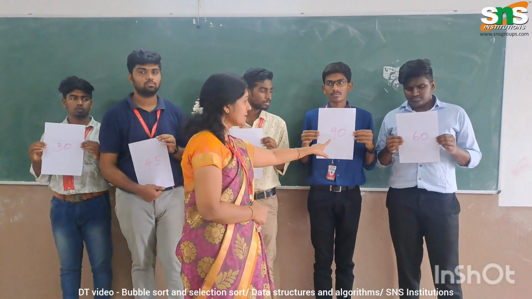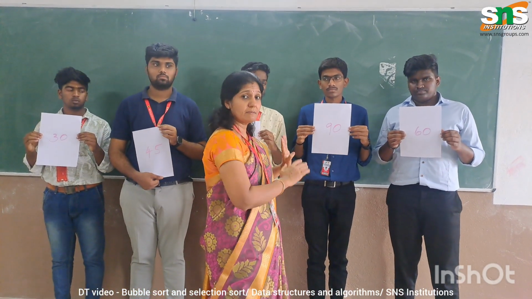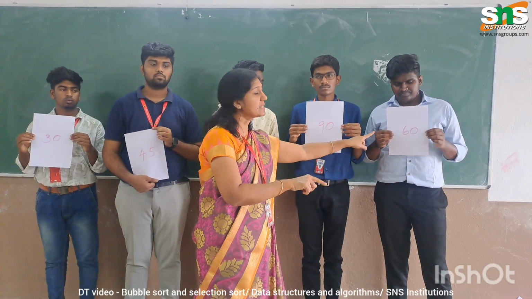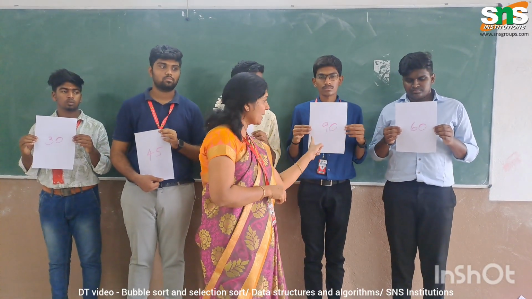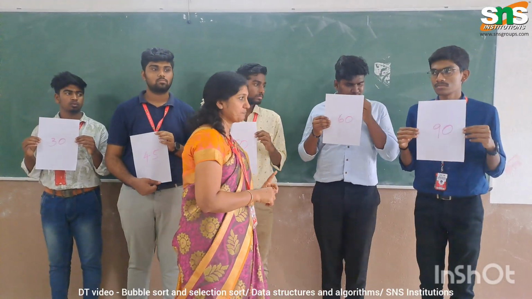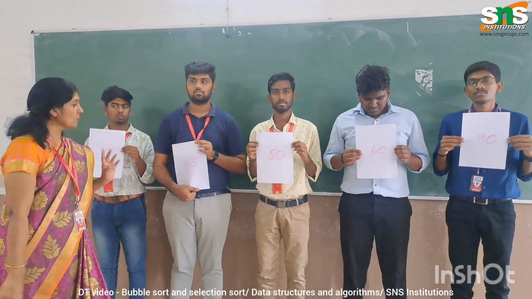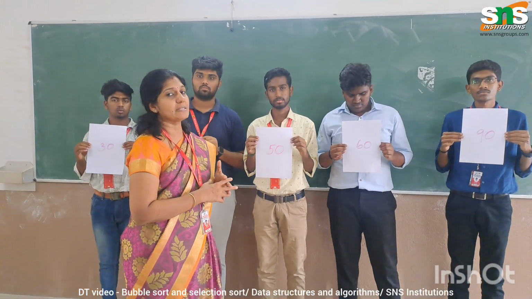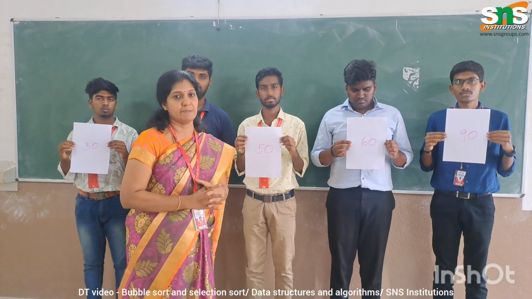In the same way, next assume 90 is the smallest element. 90 is compared with 60. 60 is smaller, so we have to swap 60 and 90. Now the elements are sorted. This is how bubble sort as well as selection sort works. Thank you.